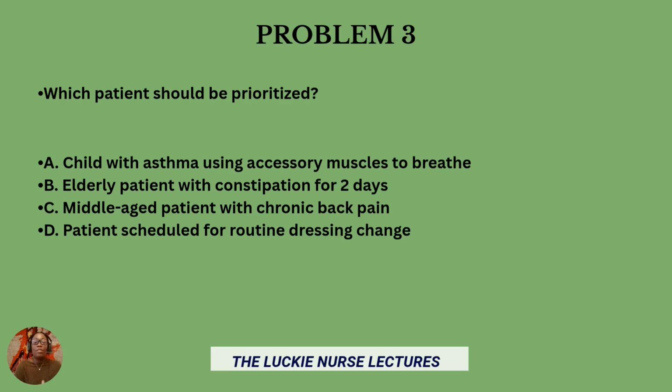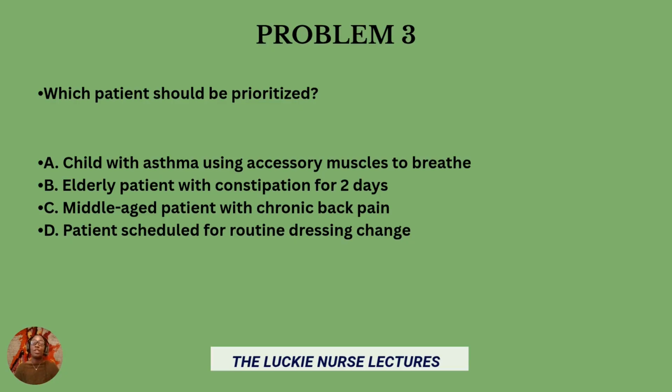Okay, so now is the third practice problem. Again, pause the video here, see if you can answer it on your own before we go through it together. Okay, so the problem is which of these four patients should be prioritized? A, a child with asthma using accessory muscles to breathe. B, an elderly patient with constipation for 2 days. C, a middle-aged patient with chronic back pain. Or D, a patient scheduled for routine dressing change.